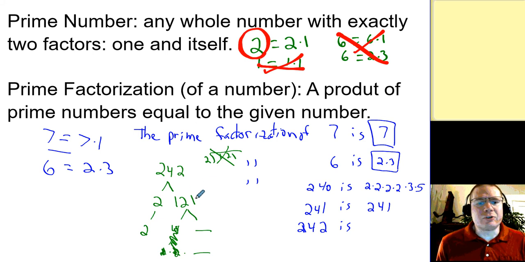5 doesn't end in a 5 or 0. That's out the window. 6. Now, if 2 didn't work, I'm not going to have 2 times 3 to get 6. So 6 I don't even have to think about.